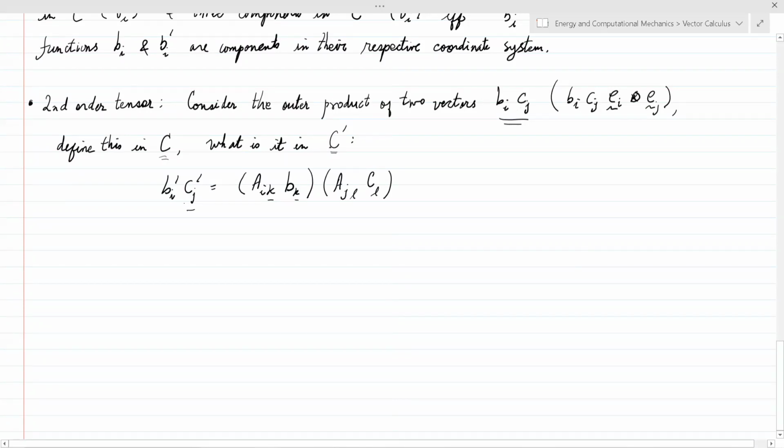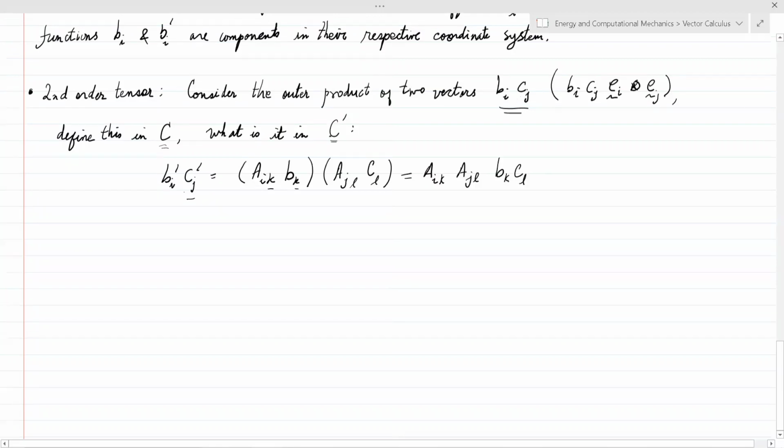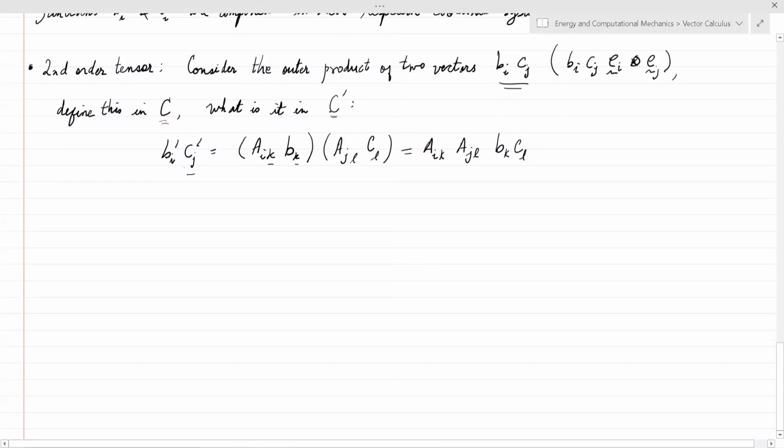But when I perform this, I get AIK, AJL, BK, CL. This is how you do a transformation of a second order tensor. Hence, if I were to call this BIJ, which is a 3 by 3, then I really have AIK, AJL, and then I'll call this BKL. And so this is how you, for example, transform a stress.